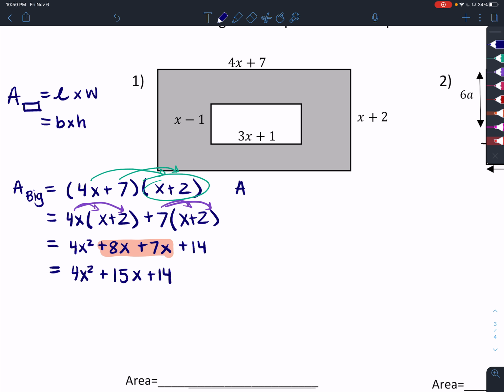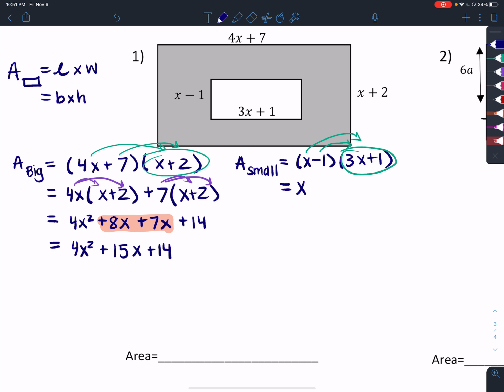I'm going to find the area of our small rectangle. And that's going to be x minus 1 times 3x plus 1. And again, it doesn't matter the order that you write these binomials. If you had written 3x plus 1 times x minus 1, you're going to get the same thing. So don't worry about that. We're going to do that x times the entire second bracket, and then that negative 1 times the entire second bracket. So this is actually a good example to show you what happens here. So we get x times 3x plus 1, and then we get minus 1.